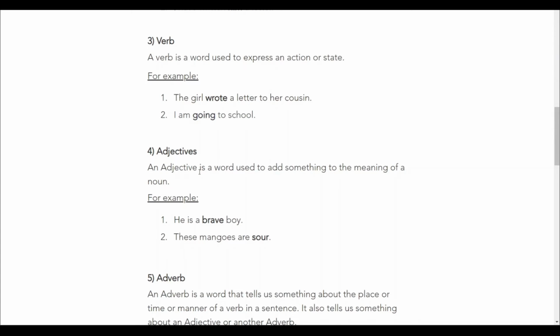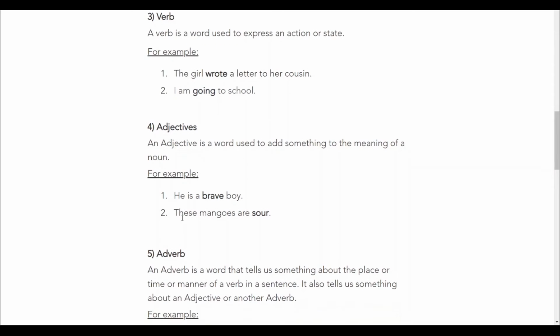Adjective. An adjective is a word used to add something to the meaning of a noun. For example, he is a brave boy. These mangoes are sour.